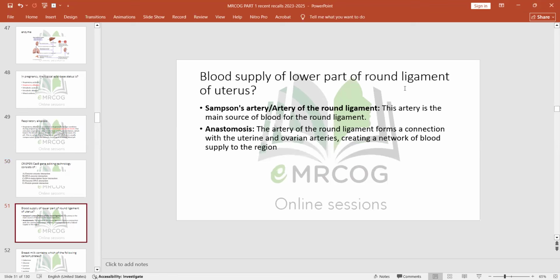Blood supply of the lower part of the round ligament. I'm not sure if it was really mentioned as the lower part or just the blood supply of the round ligament, because it's only one. I don't know. Maybe they said so because the upper part is going to have blood supply from different areas. This is called the artery to the round ligament, or Sampson's artery. Was Sampson's artery one of the choices or not?